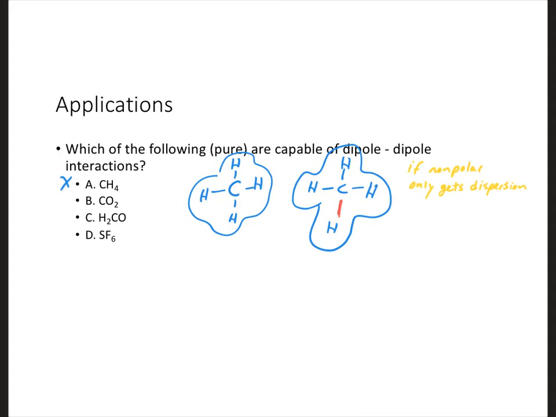CO2. Do we remember the structure of CO2? We're going to have a carbon in the middle, oxygens on either side. These oxygens have lone pairs. You can imagine we have 2 of these things now.